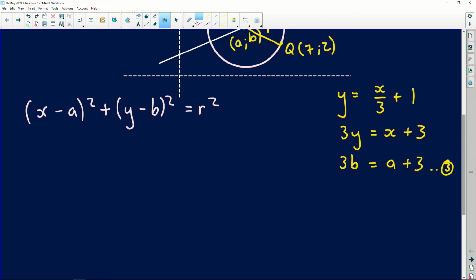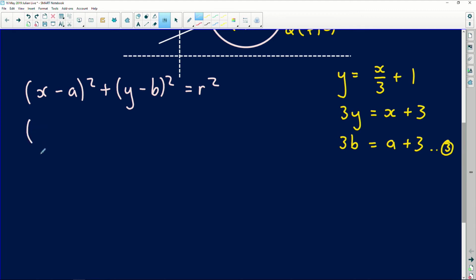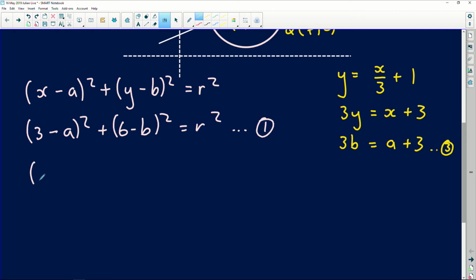Okay, so here we go. Let me try this again, guys. I'm going to have then x is going to be 3, so (3 minus a) all squared. My y is going to be 6, so plus (6 minus b) all squared is equal to r squared. Again, that's going to be equation 1. And my second equation, I'm going to correct it. So it's going to be (7 minus a) all squared plus (2 minus b) all squared is equal to r squared. Okay, that's going to be equation 2.